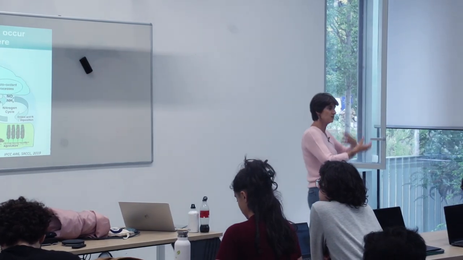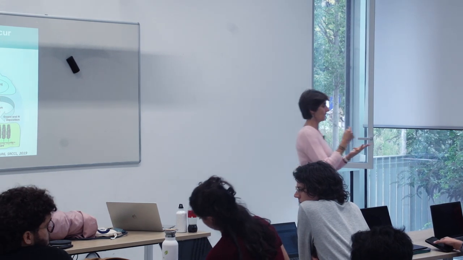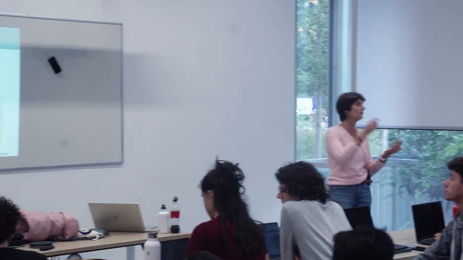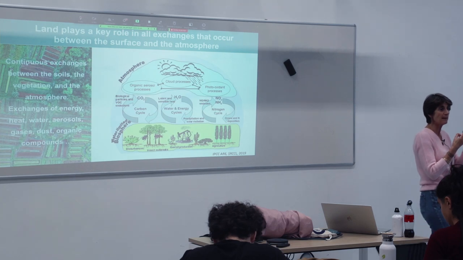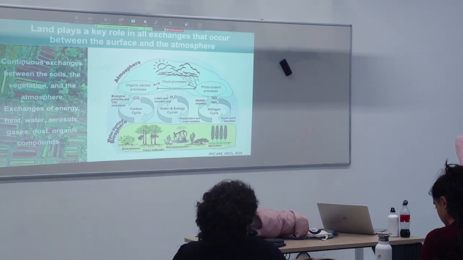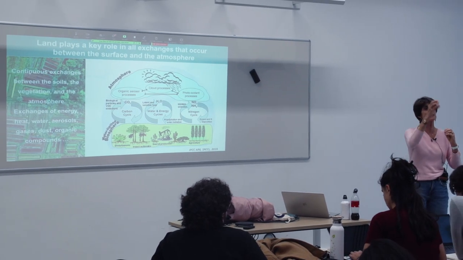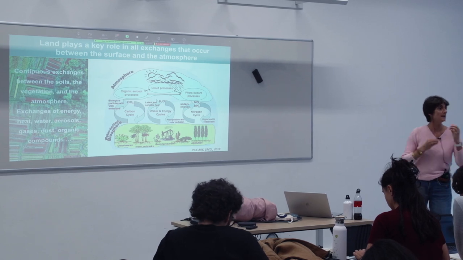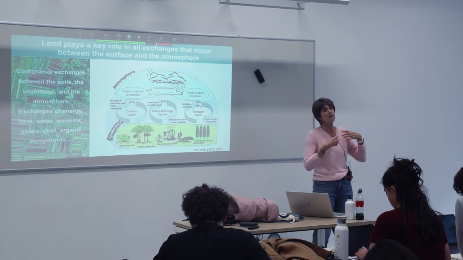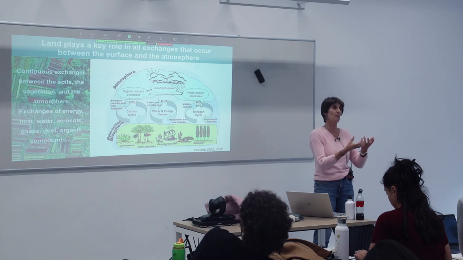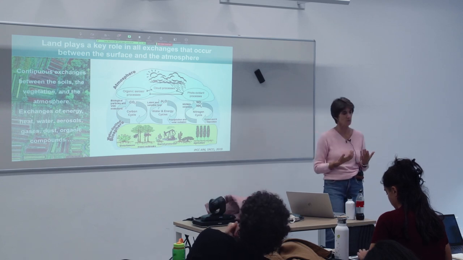So the land is exchanging at every instant some water vapor, some heat, some greenhouse gases, some particles like dust, biogenic organic compounds that make particles in the atmosphere. So the land has the power to change at every moment the state of the atmosphere, its thermal state, its hydric state, and its pollution. And because of that, how we manage our land can affect the weather where we live, or can modulate some effects.